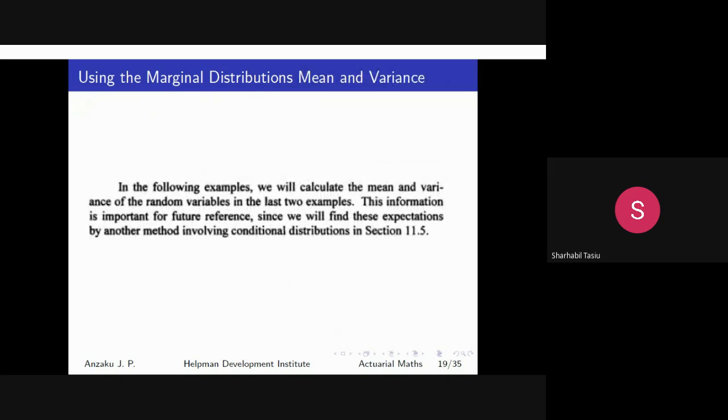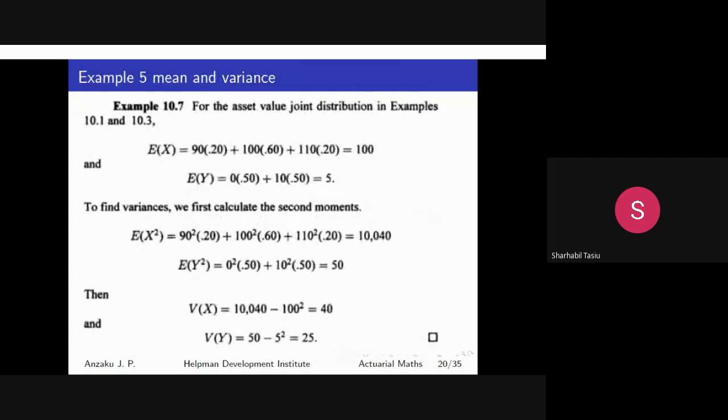Now, using the marginal distributions, we find the mean and variance. Remember, mean is expectation, and the variance is the sum of squared deviations. In the following examples, we will calculate the mean and variance of the random variables in the last two examples. This information is important for future reference, since we will find these expectations by another method involving conditional distributions in our next section. Now, example of the marginal distribution when we're trying to obtain the mean and the variance.